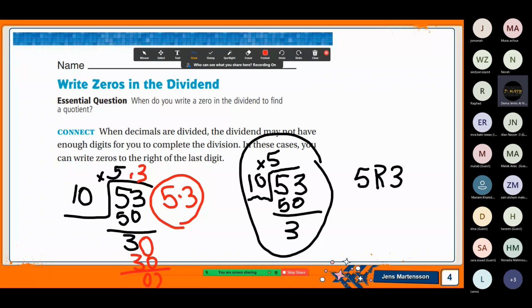So how can I keep the answer without remainder? By adding 0 to the dividend. You will write the answer now as 5.3. Okay, this is the general idea. Let's now explain it in steps.